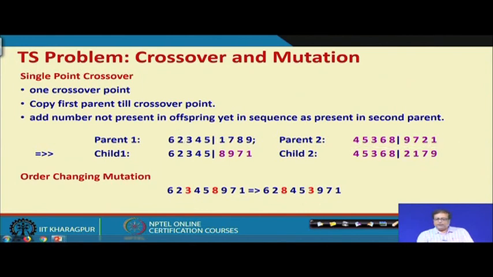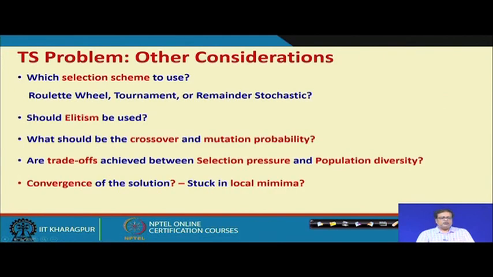Once it is understood, next are some of the other considerations. Which selection scheme should we use? Roulette wheel, tournament, remainder stochastic; we can choose between them depending on the problem. Should elitism be used? We can also use elitism, where some of the good population is directly transferred to the next generation. The crossover probability should be high enough and the mutation probability should be low. There should be a trade-off between selection pressure and population diversity.